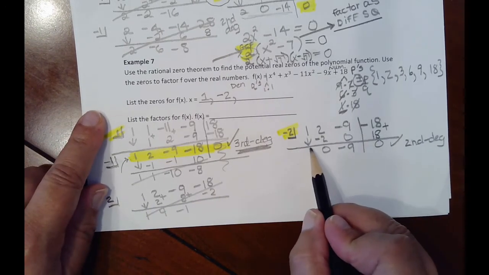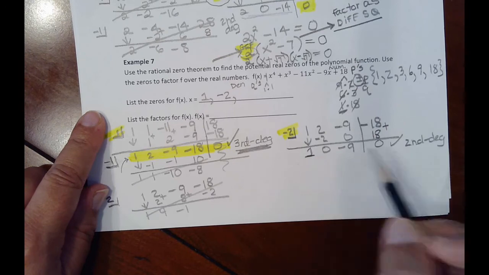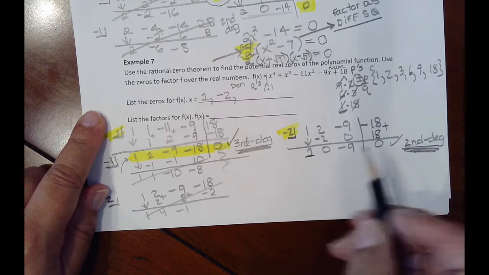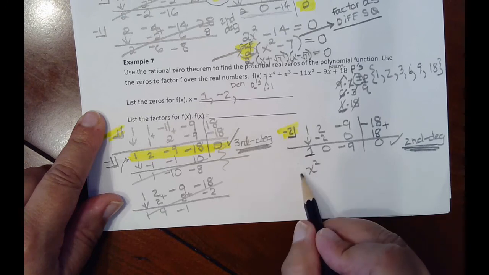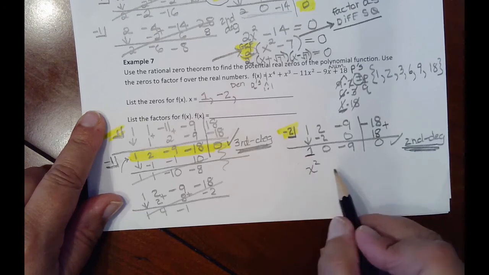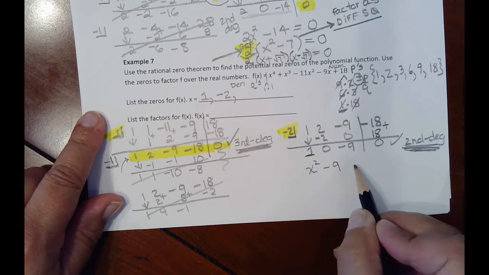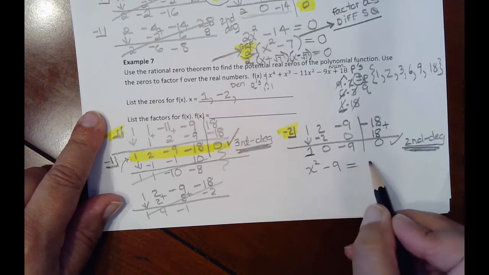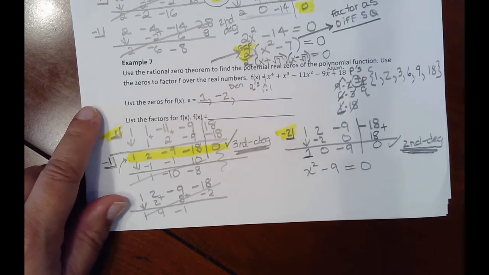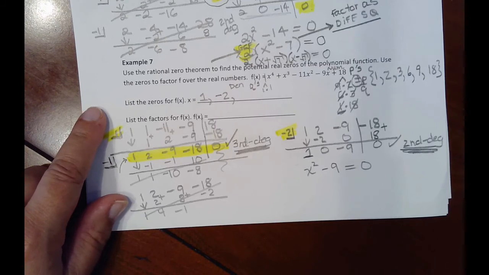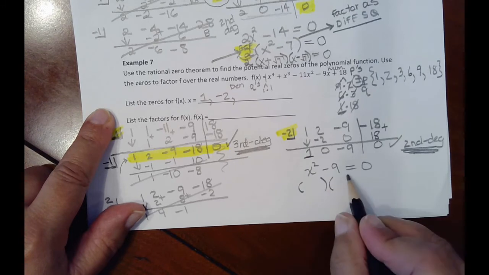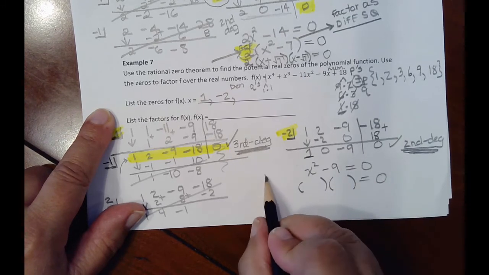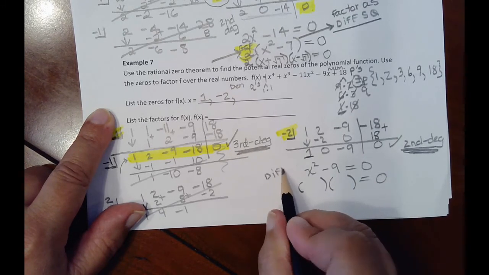But I'm going to work right off of what I now have. I'm down to 2nd degree, so this is 2nd degree with a coefficient of 1. There is no x term. It's -9, and all of this new 2nd degree polynomial is equal to 0, and this is factorable. Okay, this is the difference of squares.